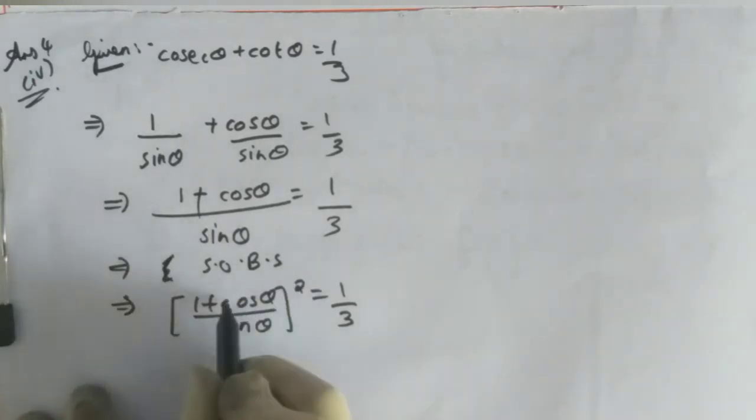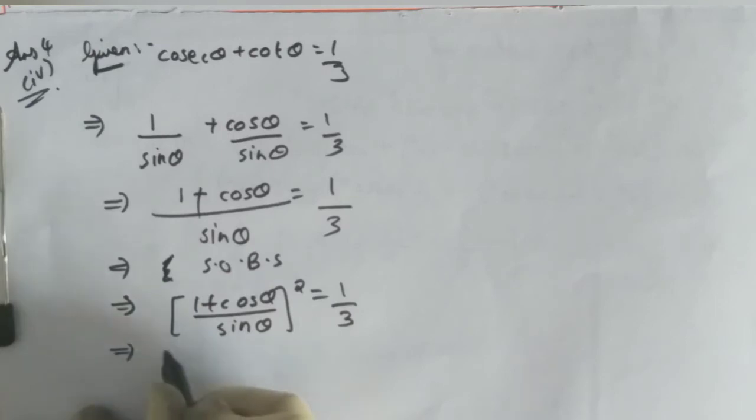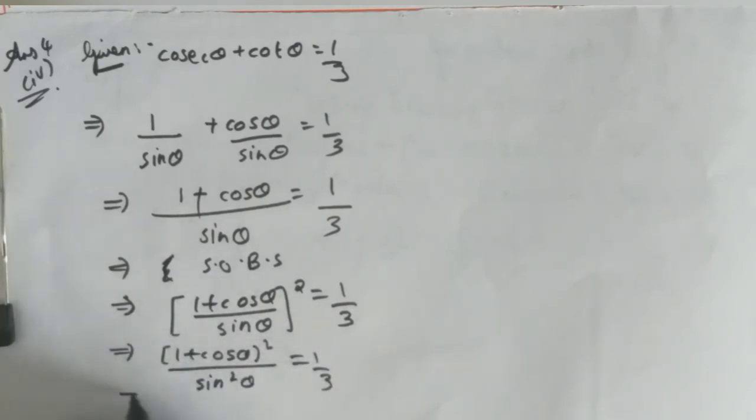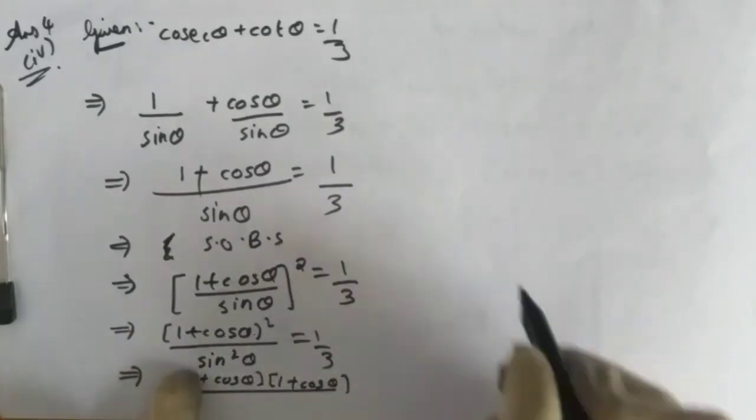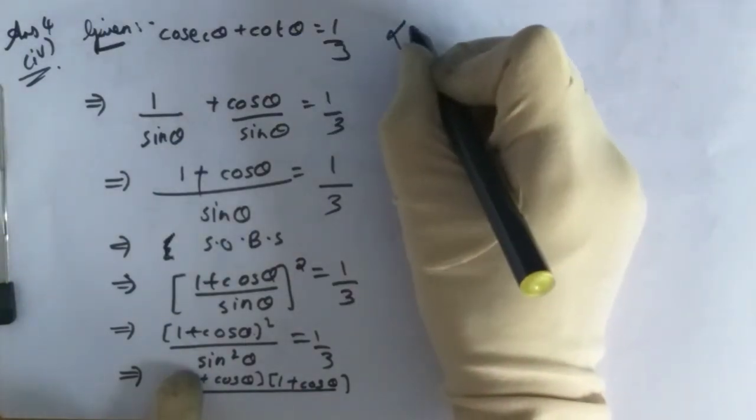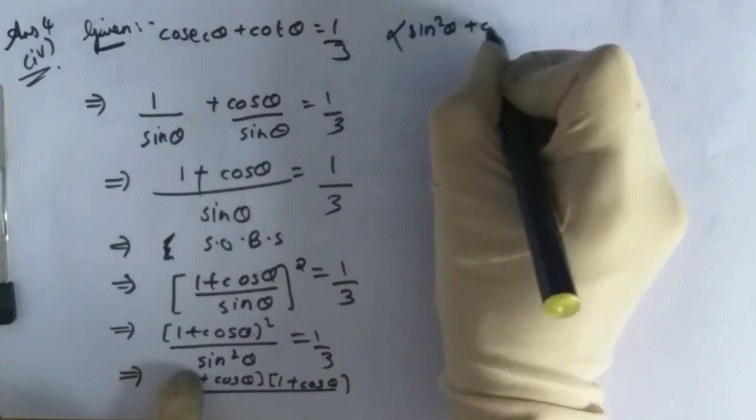So this square belongs to the numerator as well as the denominator. This can be written as (1 plus cos theta) whole square by sin square theta is equal to 1 by 9. It is in the form like 5 into 5 is 25. Similarly, 1 plus cos theta into 1 plus cos theta is (1 plus cos theta) whole square. So it can be written as (1 plus cos theta) into (1 plus cos theta) by sin square theta. What is the relationship between sin square theta and cos square theta? Sin square theta plus cos square theta is 1.